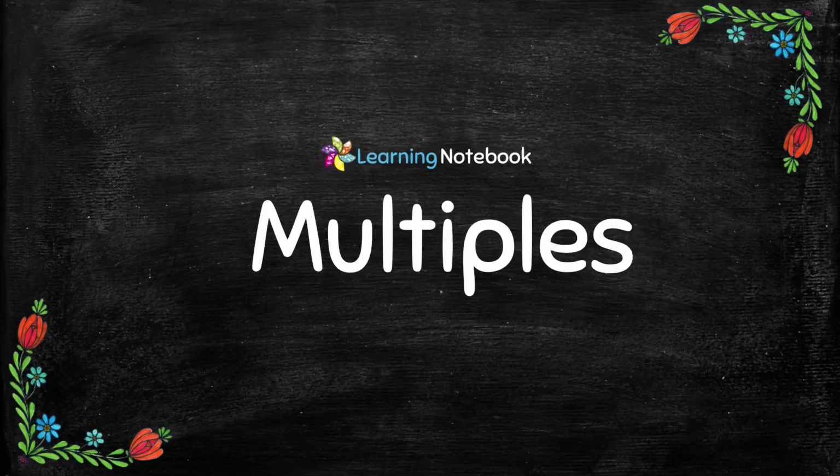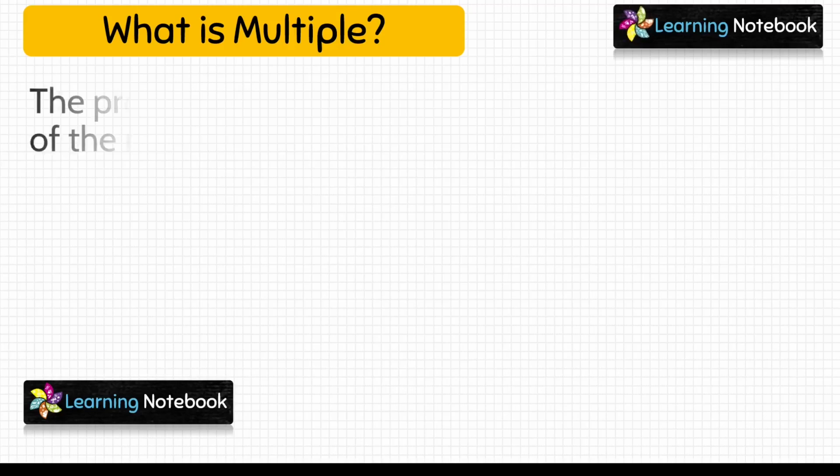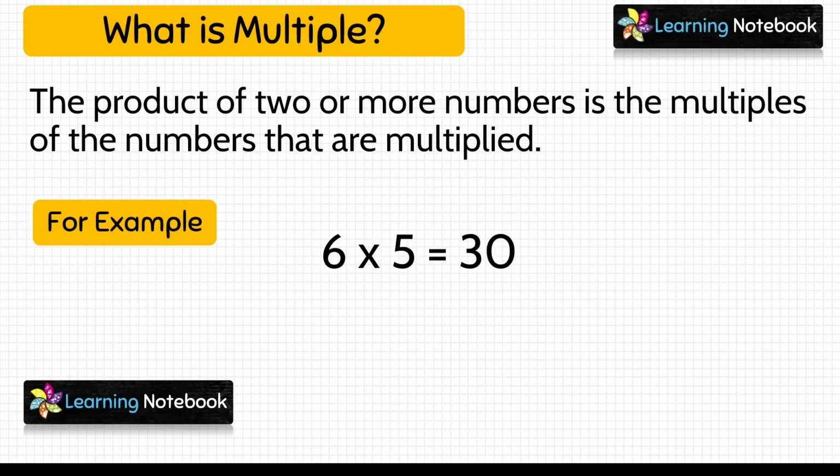So let's start and first understand what are multiples. The product of two or more numbers is the multiple of the numbers that are being multiplied. Let's understand it with the help of an example. 6 multiplied by 5 equals 30. So here the product 30 is the multiple of 6 and it is also the multiple of 5.